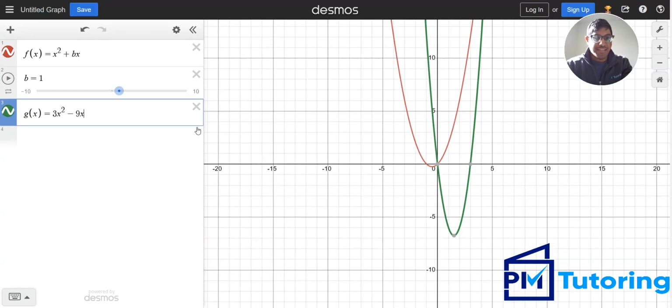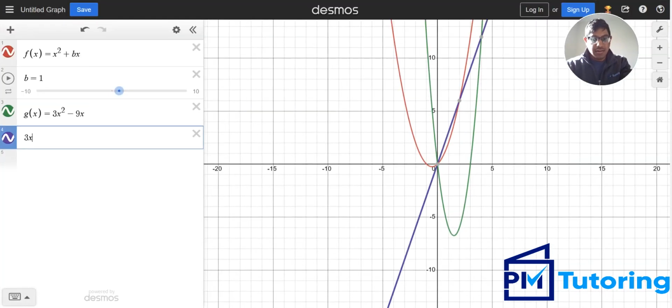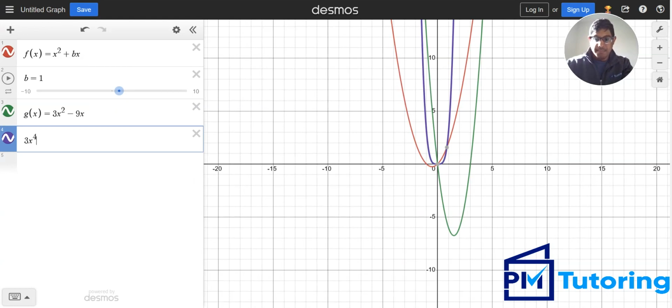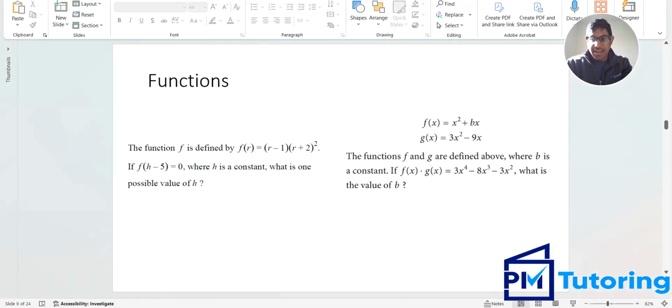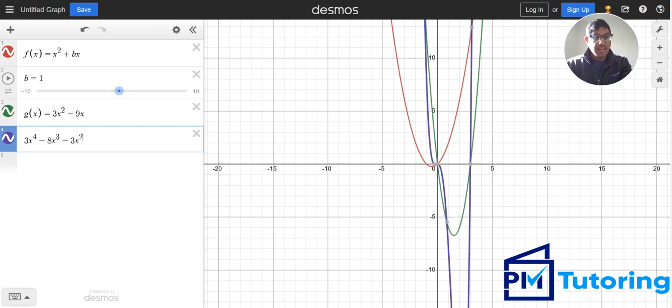So let's first get that graph to figure out what we're ultimately trying to get. So again, that is 3x to the 4th minus 8x cubed minus 3x squared. So this purple graph is what we ultimately want this all to look like, right? We want f of x times g of x to give us that purple graph.